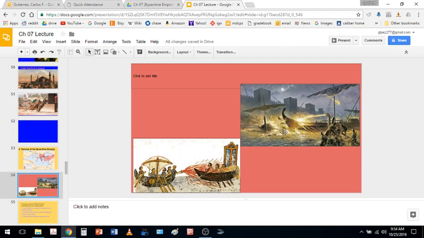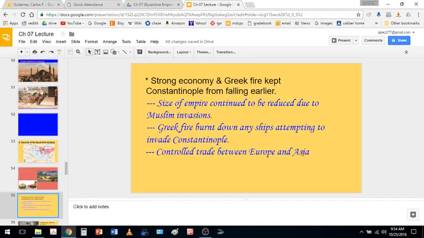And because Constantinople is on a peninsula, meaning mostly surrounded by water, any attack on the city, to try to conquer the city, you have to go with ships. So the Byzantines would set up these flamethrowers and burn down the ships as they attempted to invade. So the strong economy again allowed them to hire soldiers and pay for military and pay for defenses and walls and everything else to protect the city.